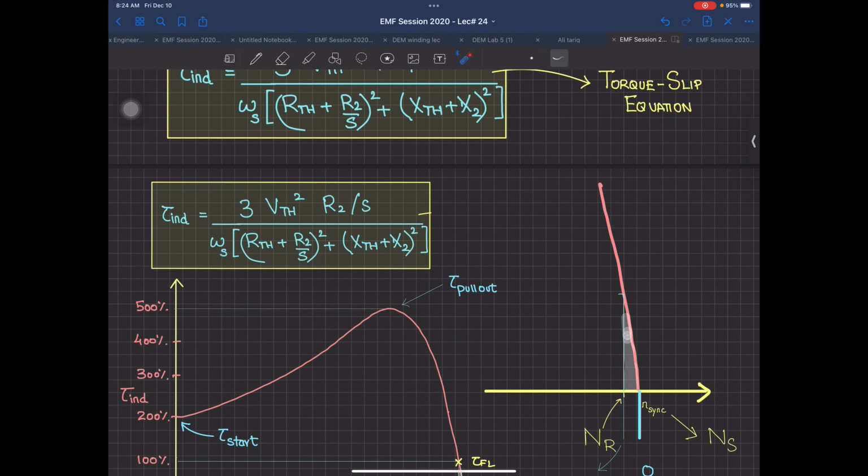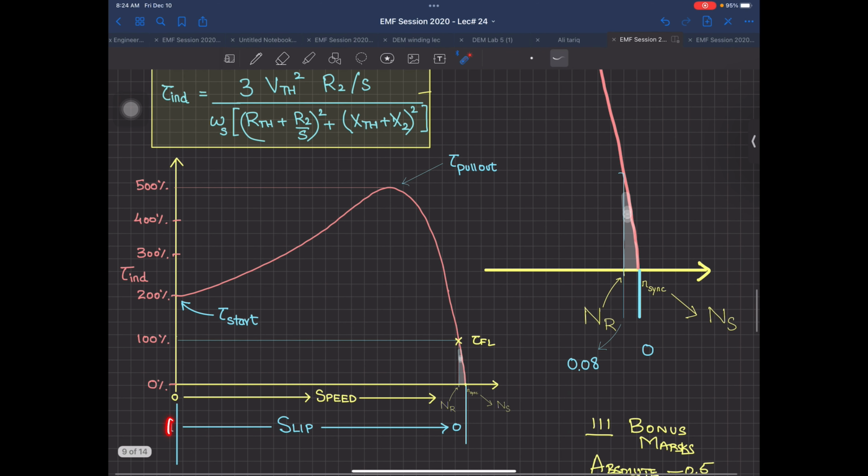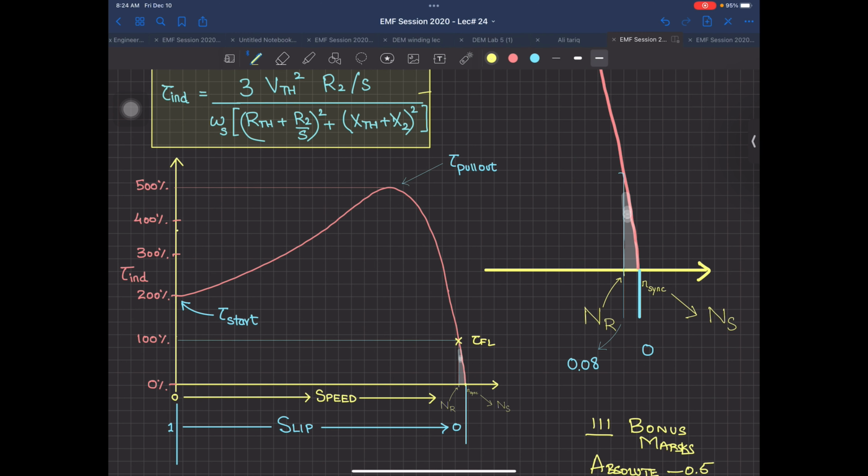Yes, the torque will change, but if you plot the same curve for a different value of R2, understand this question? If I plot for all the same values, and certainly when R2 is changing, R2 by S will also be changing. So when you plot the whole curve from a slip of 1 up till 0, the curve is going to be something like this, and I told you this in yesterday's lecture also: your curve will be something like this.